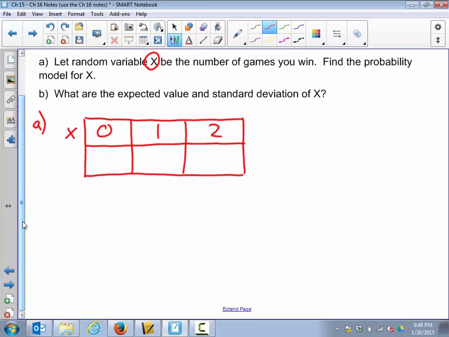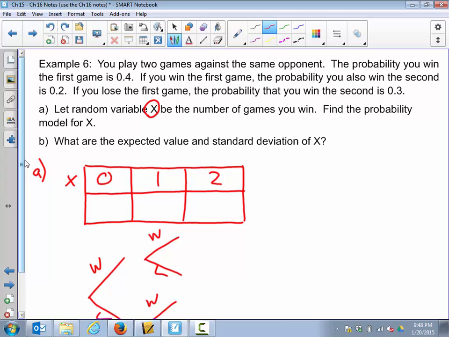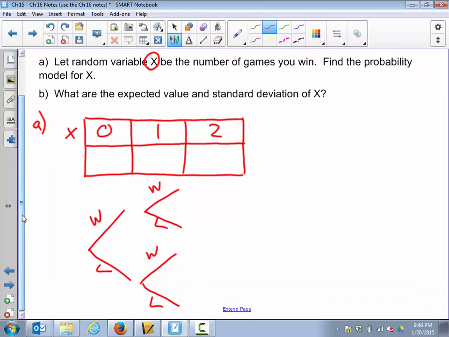so let's find them. Let me write below, for the sake of space. You can either win or lose your first game, and then based upon each of those outcomes, you can win or lose your second. Let's identify what they've given us here. Play 2 games against the same opponent. The probability you win the first game is 0.4. So we've got 0.4 here.